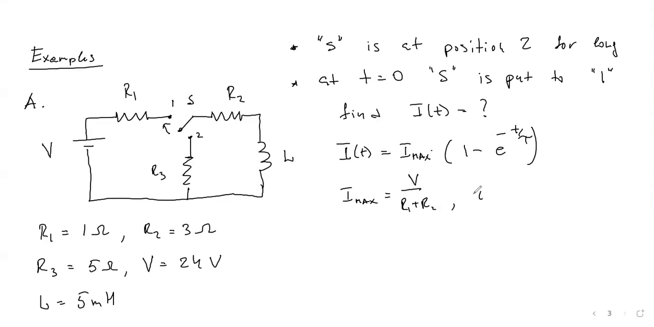And what would be the tau? The time constant. Let's call this tau 1. What equation would you use to find the time constant? Is it L times 1 over R? L over R. Which R? R1 plus R2. Yeah.